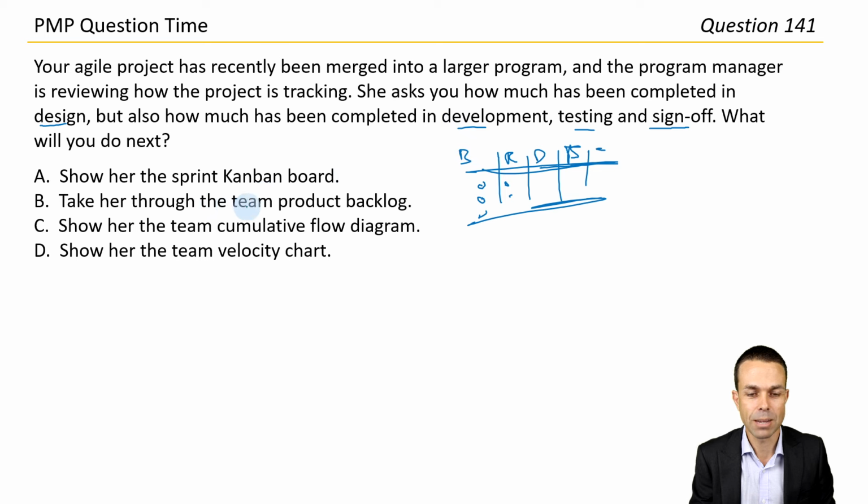Take her through the team product backlog. So that would be the backlog of work, but it won't show at which phase everything is in necessarily. So let's put a no for now.